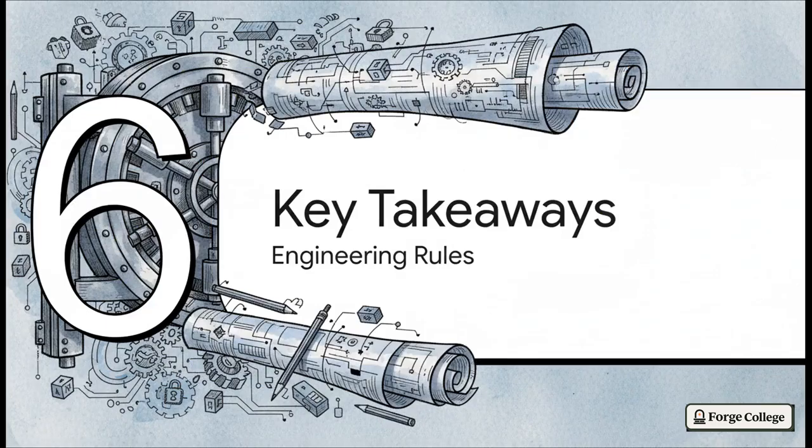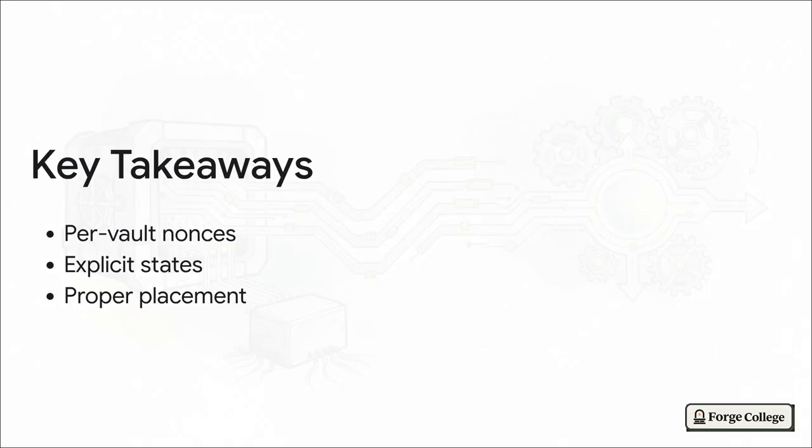Section 6. Key takeaways. Let's wrap up our blueprints. All right, here are your 3 golden rules. First, treat durable nonces as a finite resource. If you've got a ton of users depositing, plan a per vault or per operation nonce strategy to completely avoid those messy race conditions we talked about.